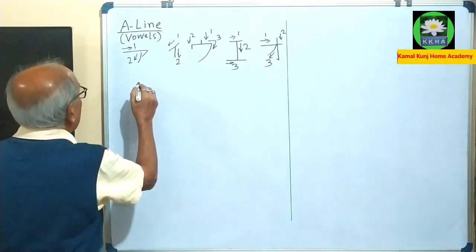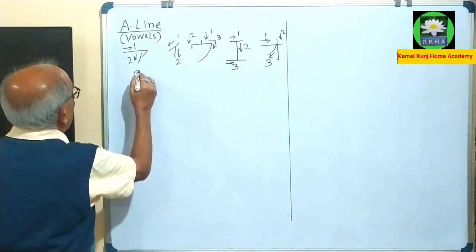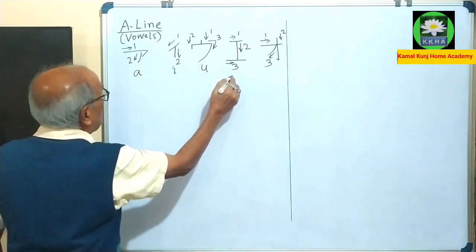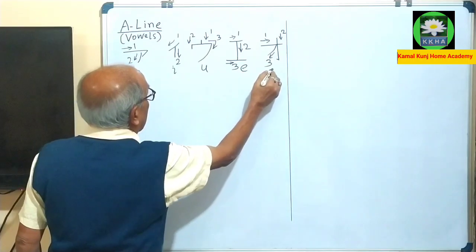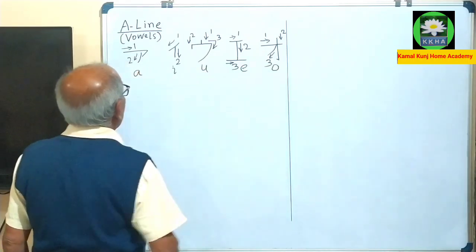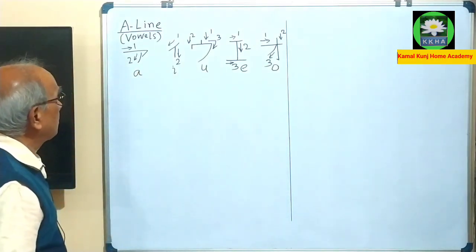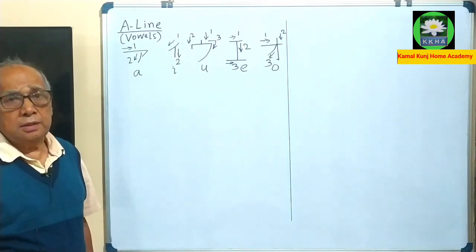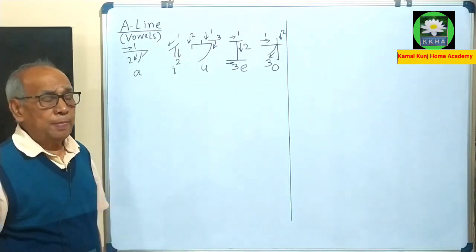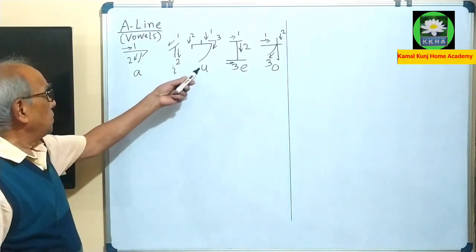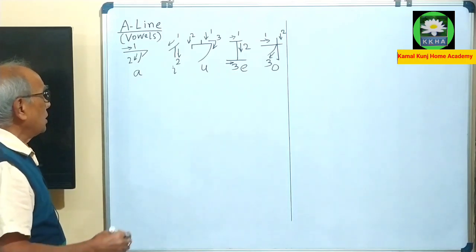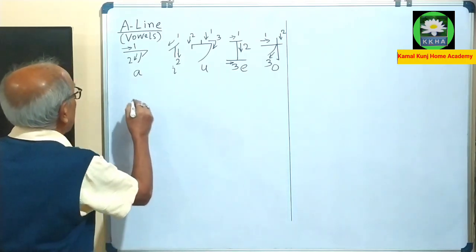Here stroke number 1, stroke number 2, and stroke number 3. Pronounced as A, I, U, E, and O. So these are A line katakana, that is vowels. A, I, U, E, O. Next is K line katakana.